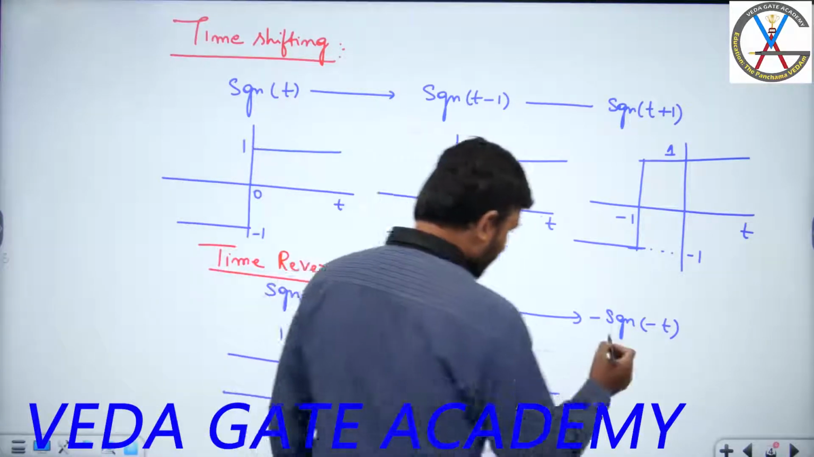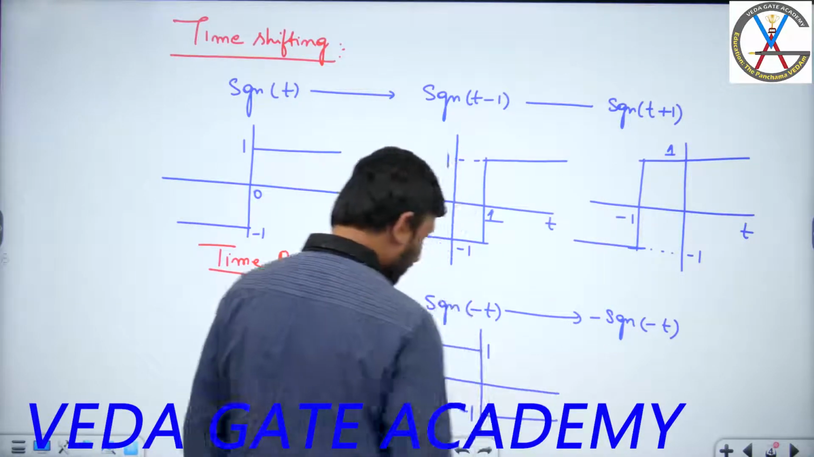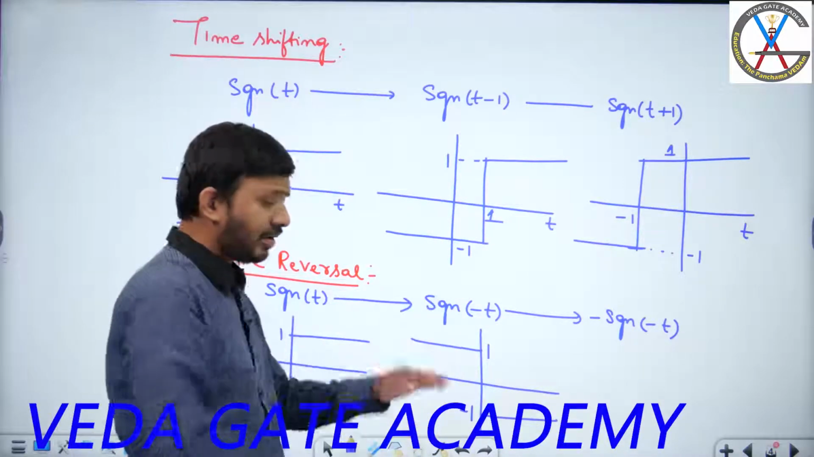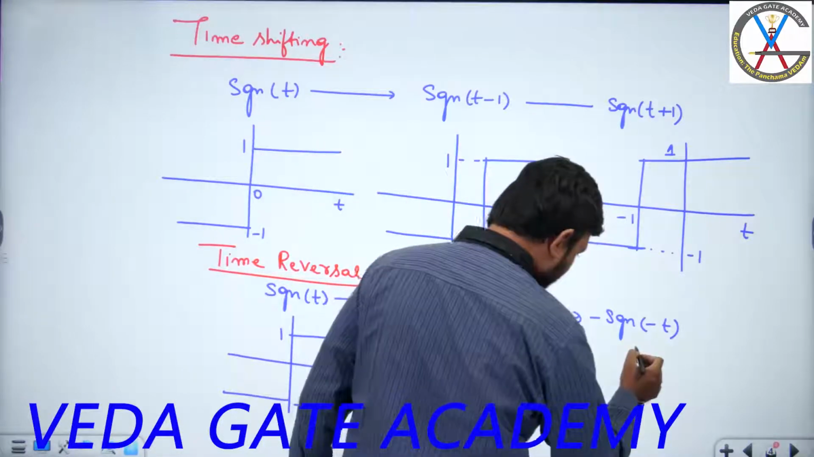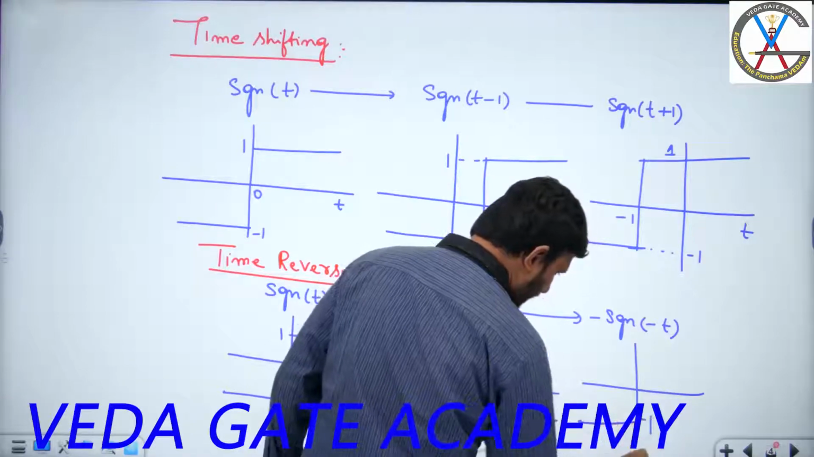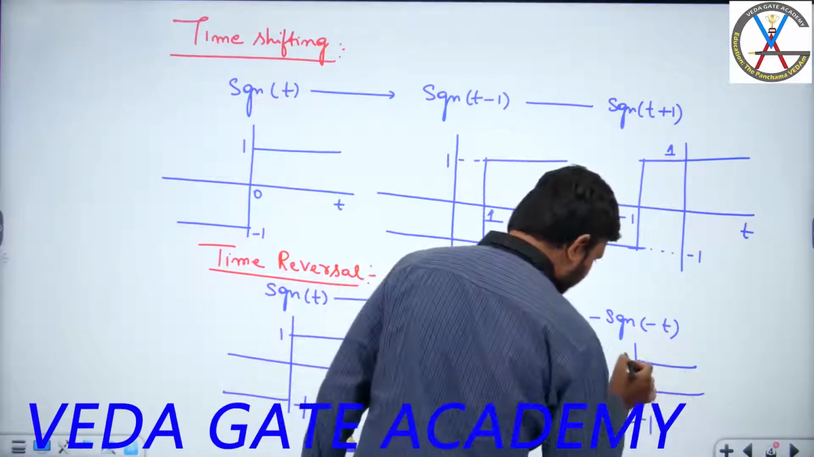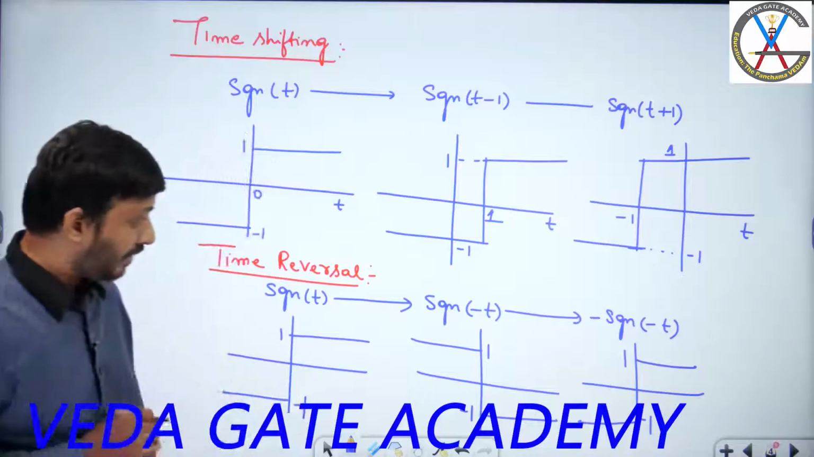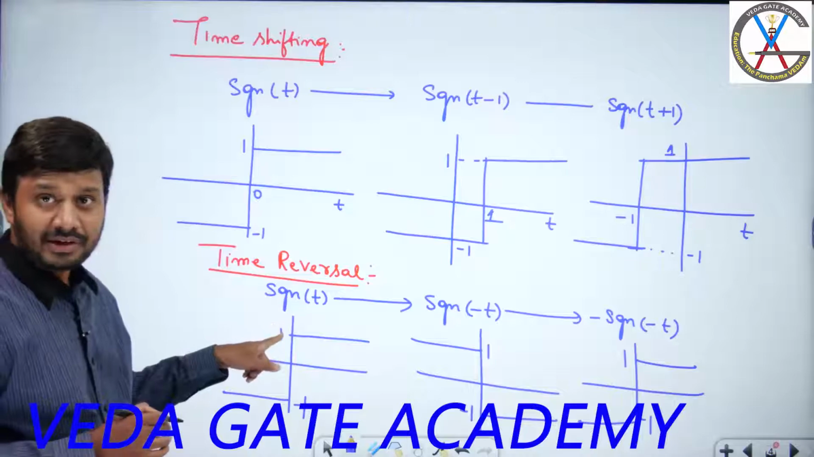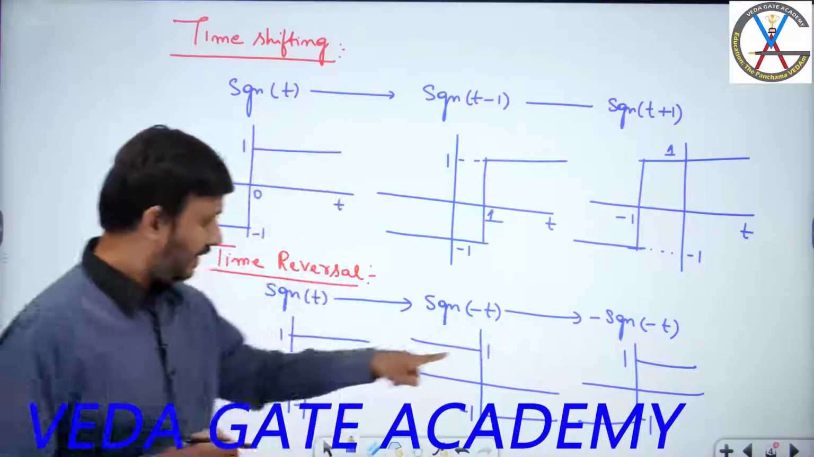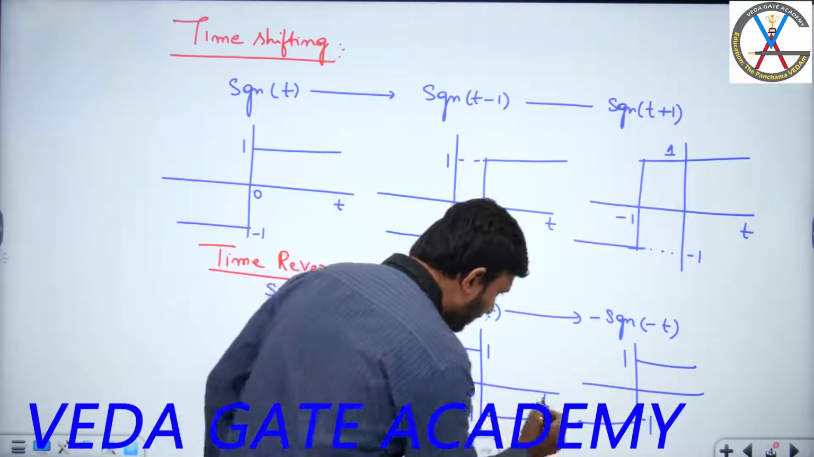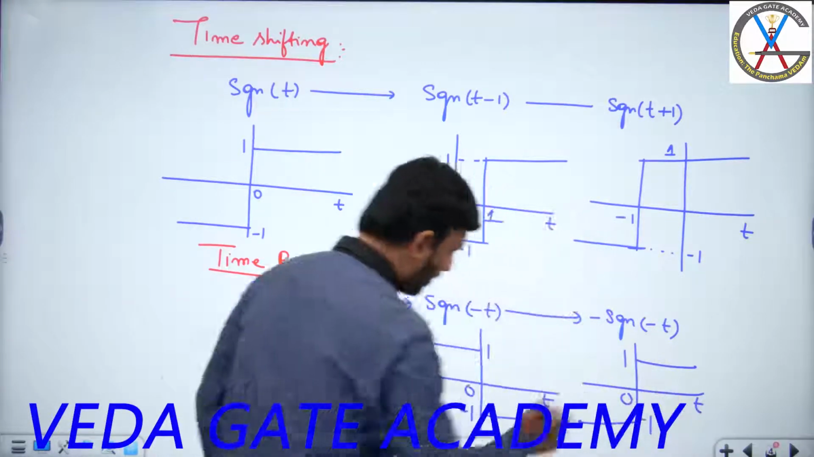Now you try to calculate minus signum of minus t. Minus signum of minus t means what? Do this time reversal. Take the mirror image along horizontal axis. Horizontal axis means it will come like this. It will go like this. Now if you observe, minus signum of minus t is same as signum of t. Minus signum of minus t is same as signum of t, right? This is signum of t. This is minus signum of minus t.